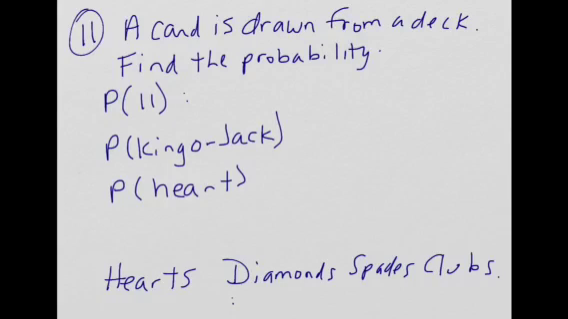Now we're going to find the probability using a deck of cards. A deck of cards has 52 cards in it. It has 13 hearts, 13 diamonds, 13 spades, and 13 clubs. It has an ace, a king, a queen, a jack, and then it has numbers 1 through 10. To find the probability of picking an 11, we need to figure out how many cards are in the deck total, which is going to be 52. And there are 4 11s in the deck. An 11 of hearts, 11 of diamonds, 11 of spades, and 11 of clubs.